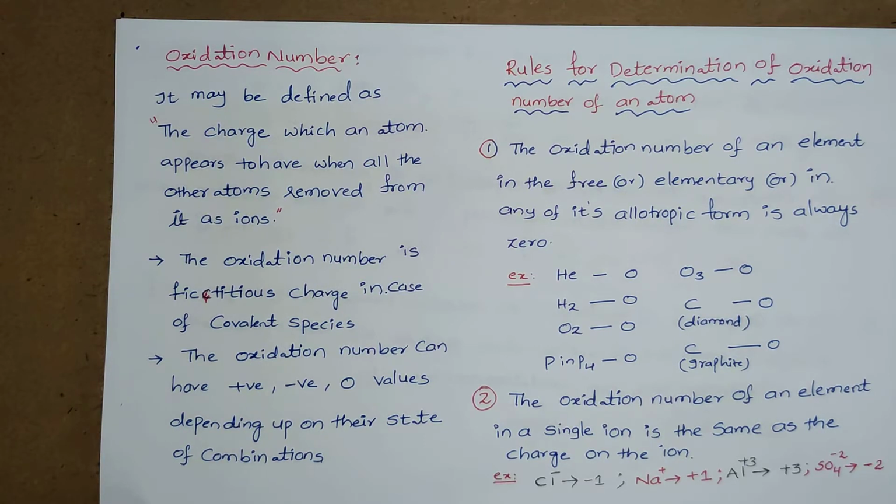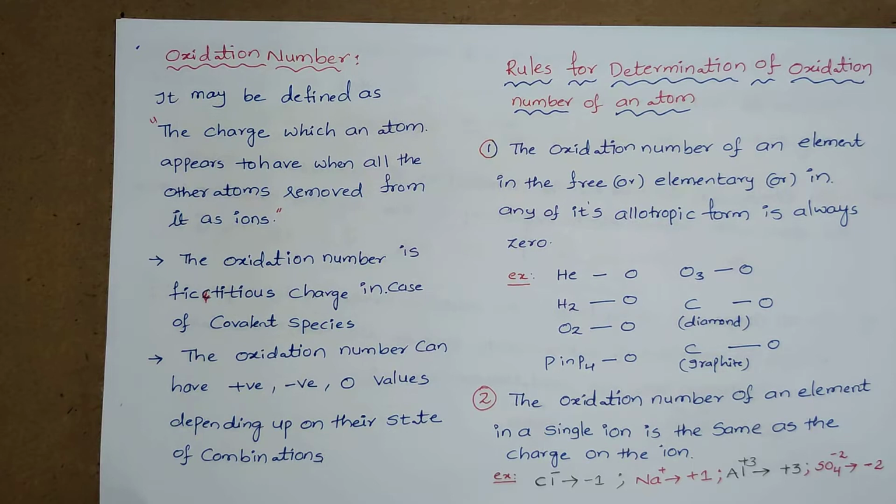And this number is always said to be assumed, especially in covalent species, because in ionic species it is clearly known that positive and negative ions are combined together to form the ionic compound. Whatever charge is present on the positive and negative ions is treated as the oxidation state of that respective ion. But in covalent species it is a fictitious charge. That means we need to assume it.